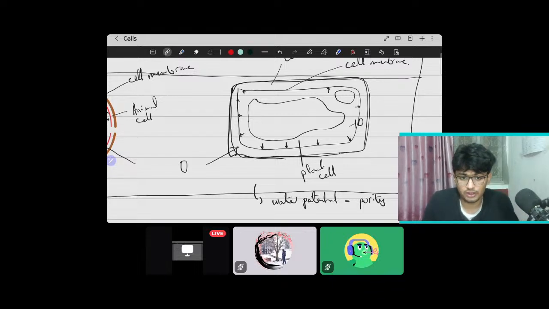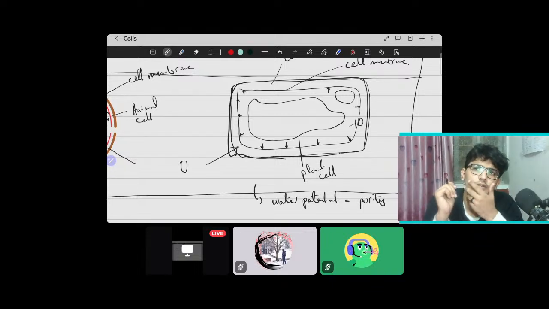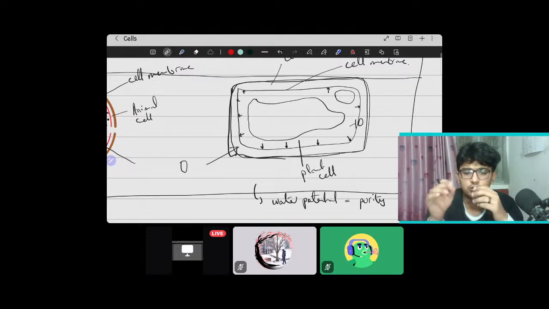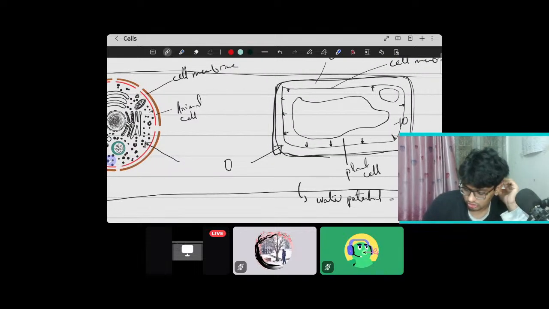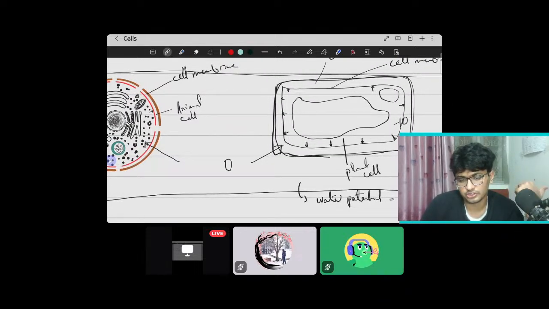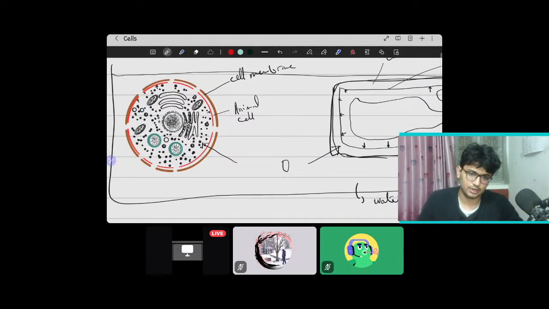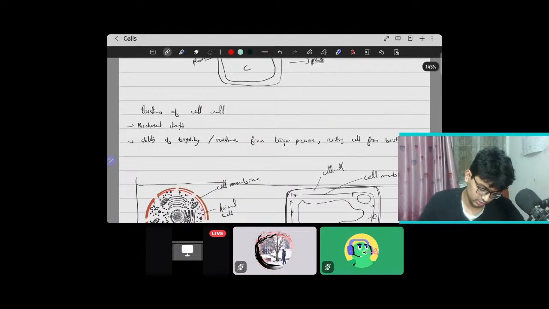It expands. We had an experiment during AS levels where we measured the length of an onion, which was placed in water, before and after, and the length was increased, yeah? So the cell wall helps plants resist the turgor pressure, which otherwise results in bursting of the cell. Whereas because the animal cell does not have a cell wall, it bursts.